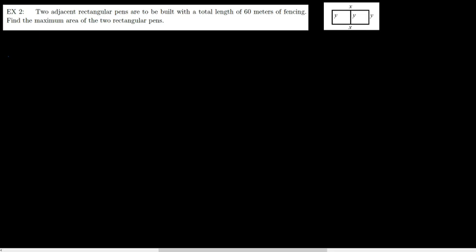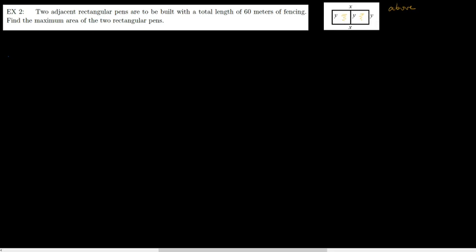Okay, so here's a second example from the same section. We have two adjacent rectangular pens, so these are the rectangles over here, to be built with a total length of 60 meters of fencing. So this is where I got the fence example. We're looking down at the fence from above, and this encloses some field inside the fence. Two rectangular pieces here.